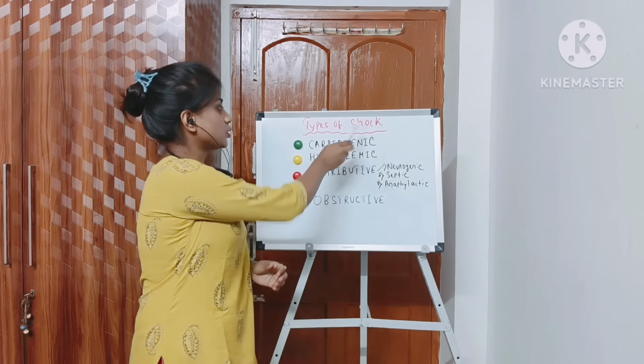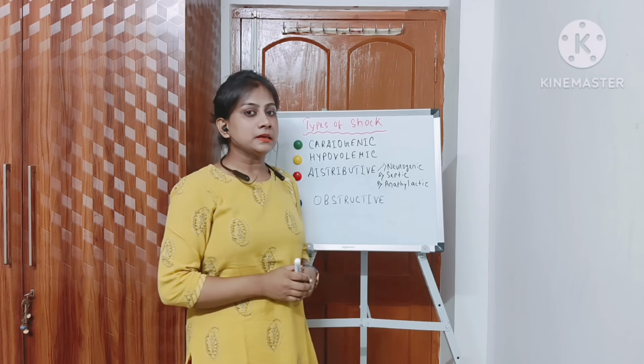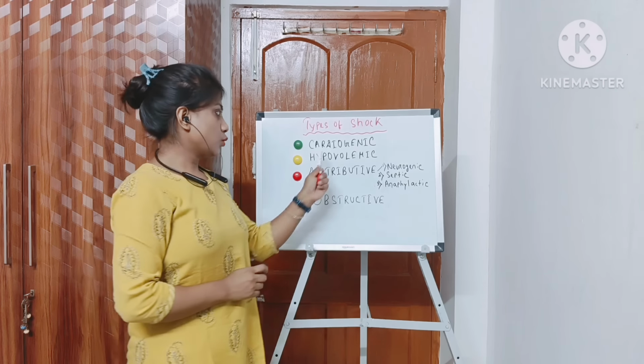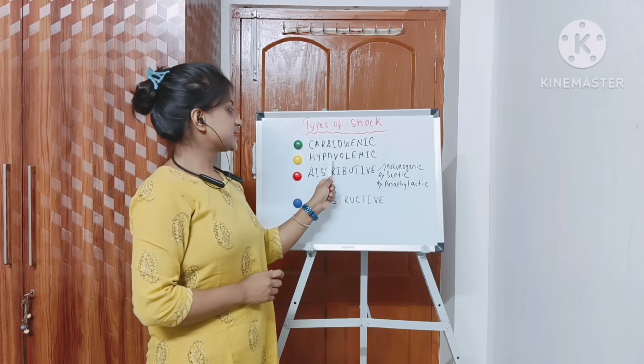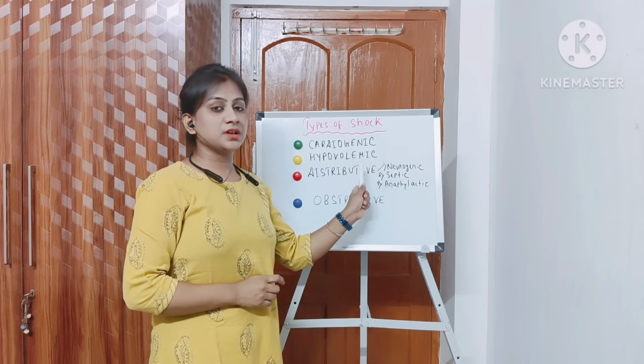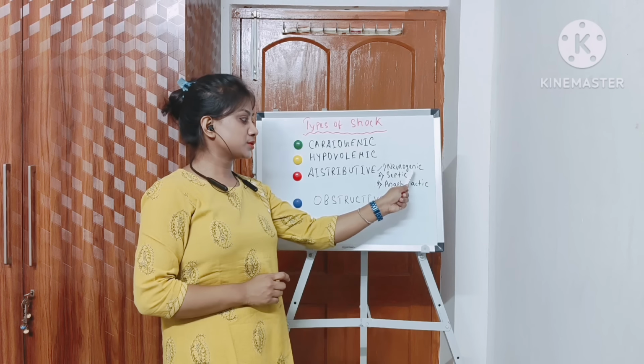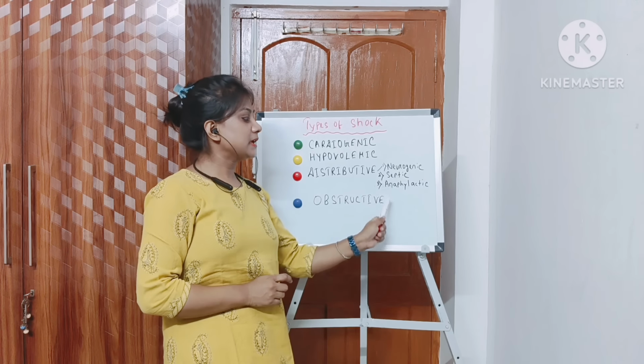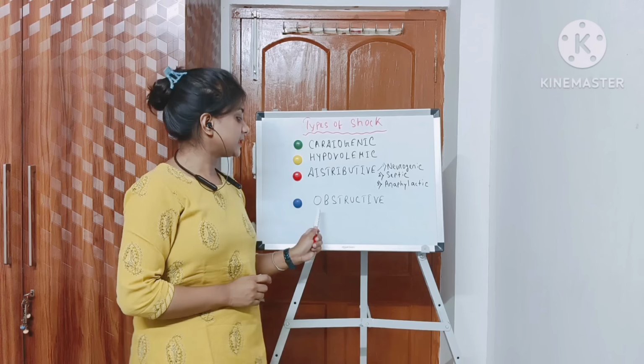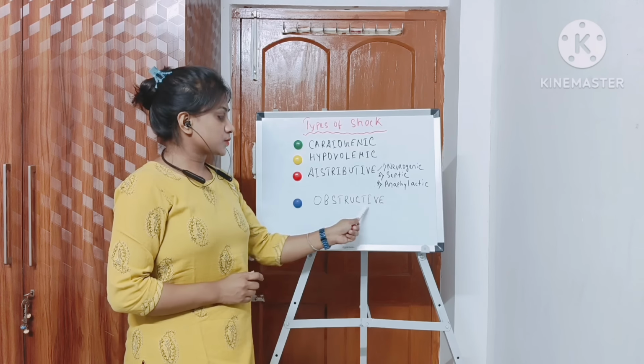measures. Types of shock. As we can see, there are four main types of shock. One is cardiogenic, one is hypovolemic, and distributive. For distributive, there are again three subtypes. One is neurogenic, the second is septic, the third is anaphylactic, and lastly there is obstructive.